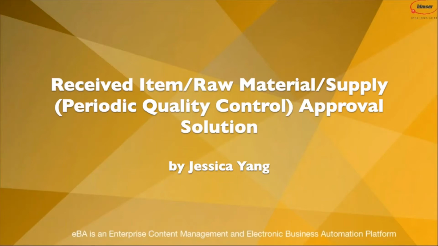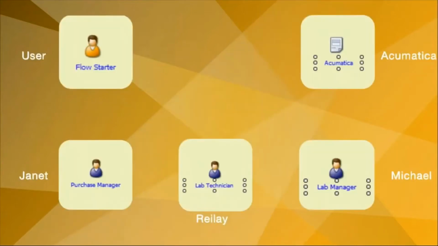We're developing various solutions for quality control, and today we will develop the solution for received item, raw materials, and supply approval, and go through the various steps of quality control regarding the purchase order items. So before we start, let me introduce the workflow of this solution.